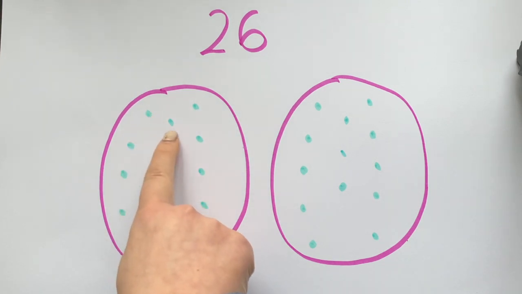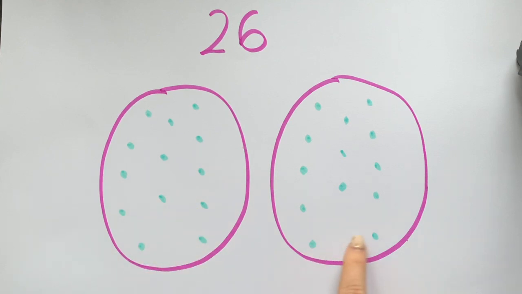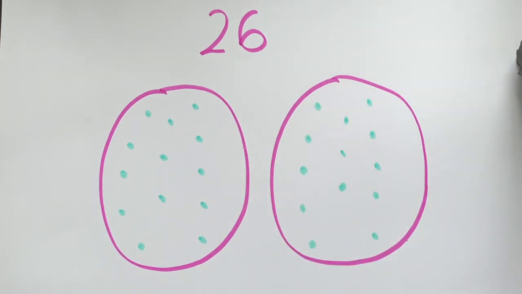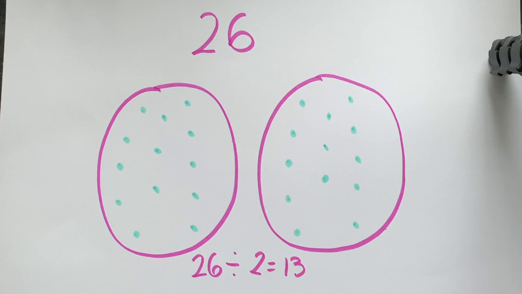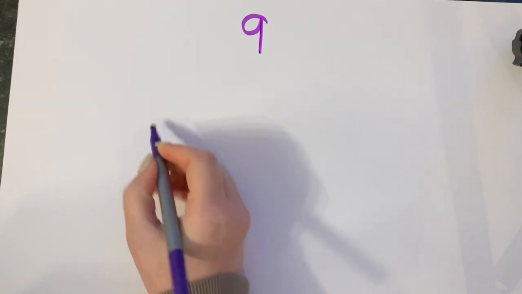Let's count. 1, 2, 3, 4, 5, 6, 7, 8, 9, 10, 11, 12, 13. And in the other group, 13 as well. They're equal. So 26 divided by 2 equals 13. Did you get the same? Let's have a go at another one.